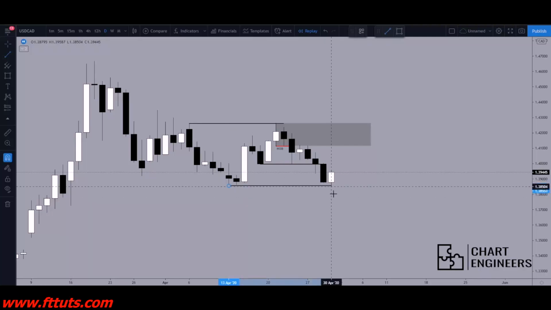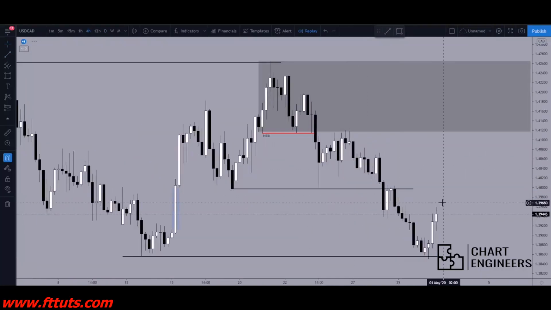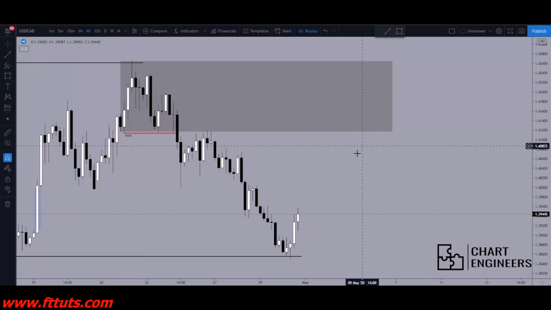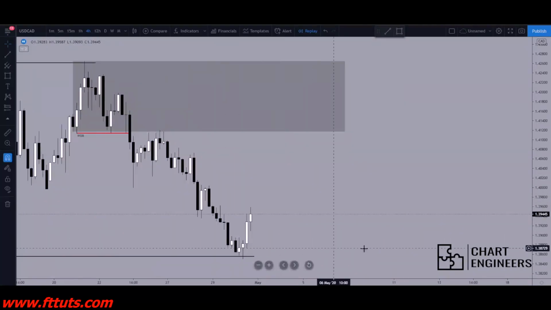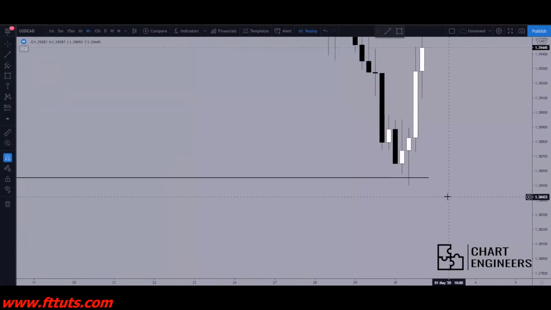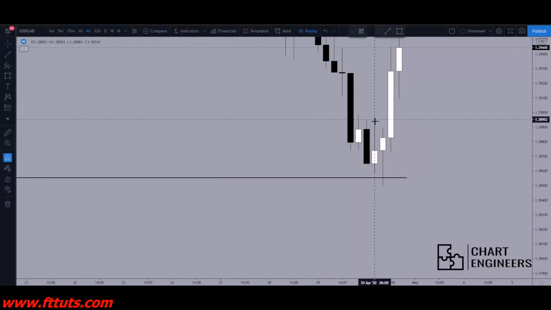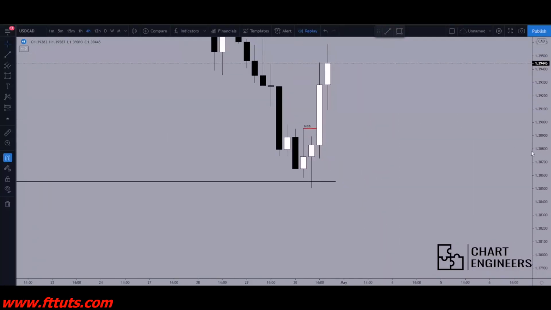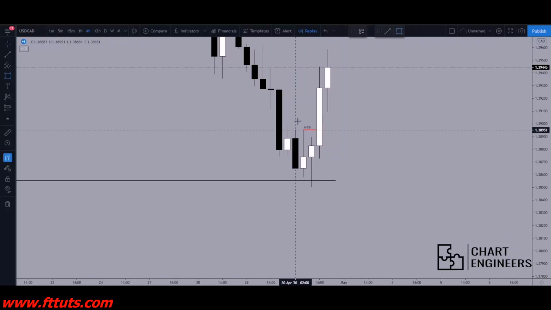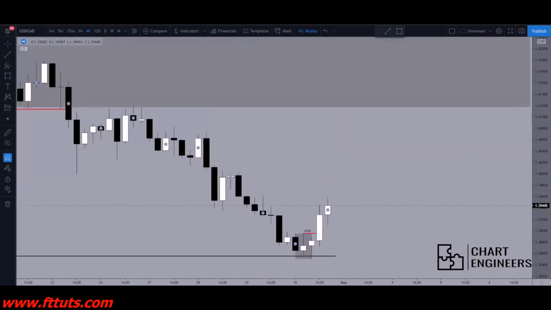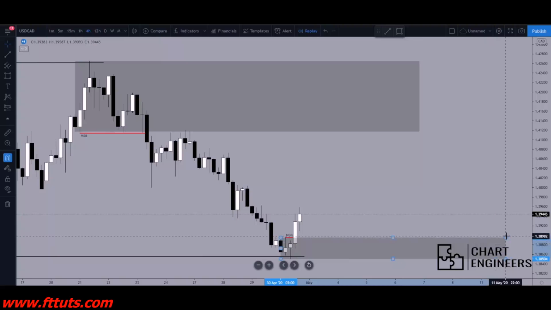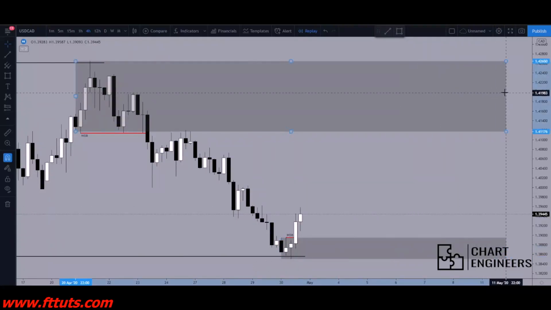So here we have another daily raid, and if we go to the 4-hour, okay, we've broken structure as we can see down here. This is in fact a high, so I'll label this as MSB. And now we have our breaker zone right here. So I'll just wait for the market to come back into here, or again a raid up into here.